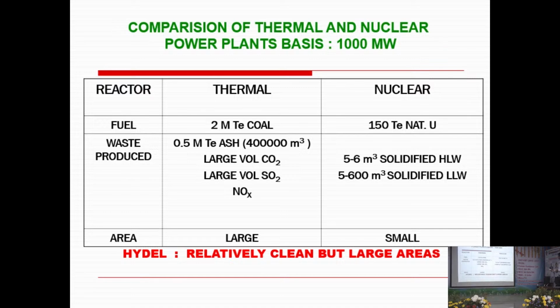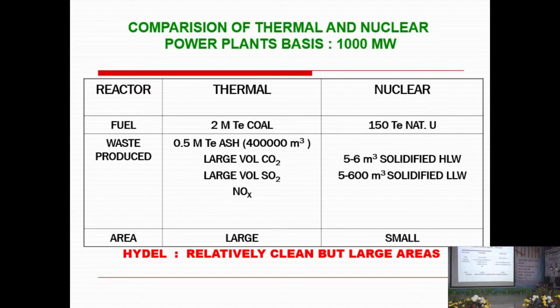But in the case of nuclear energy, we generate only 5 to 6 cubic meters of solidified high-level liquid waste, which will be vitrified and stored very safely in geo depositories, and about 500 to 600 cubic meters of solidified low-level waste that can also be concentrated, and remedial measures will be taken for that.